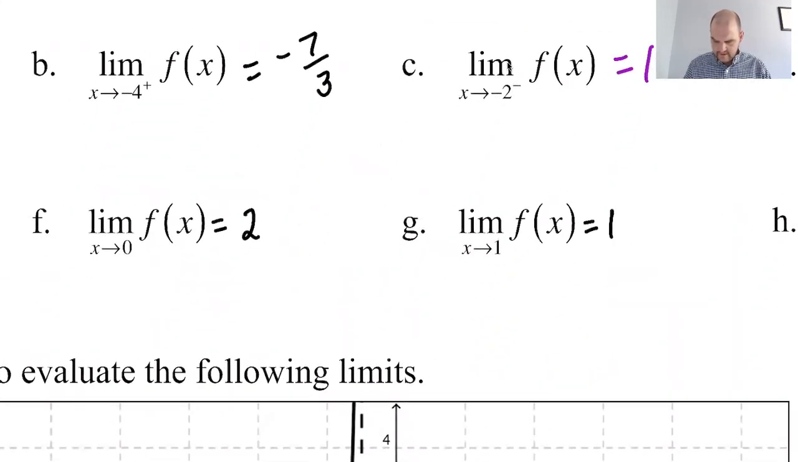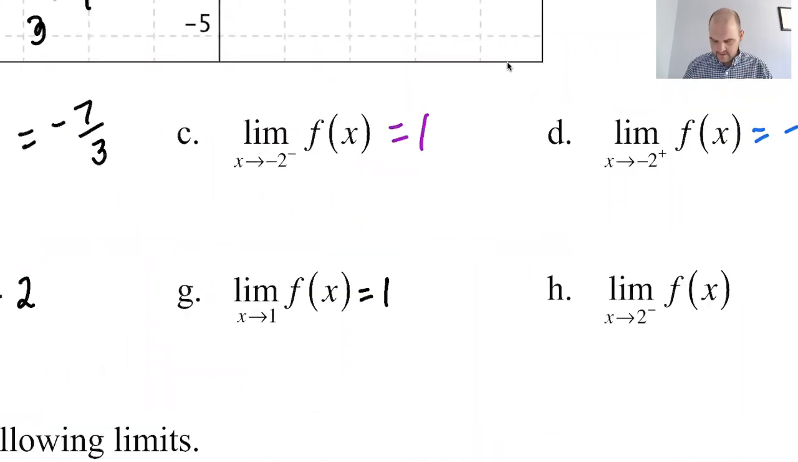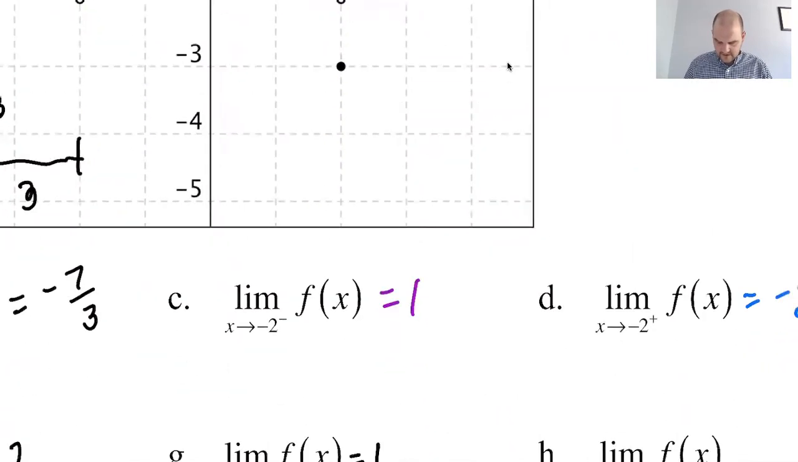And then limit as x approaches 2 from the left. So why is it only from the left? It's because that's the only thing that makes sense, because the function doesn't exist to the right of 2. So the only thing that really makes sense is to ask you the limit from the left. So we're on the function, we're going this way, and -2, I think, is going to be our answer.